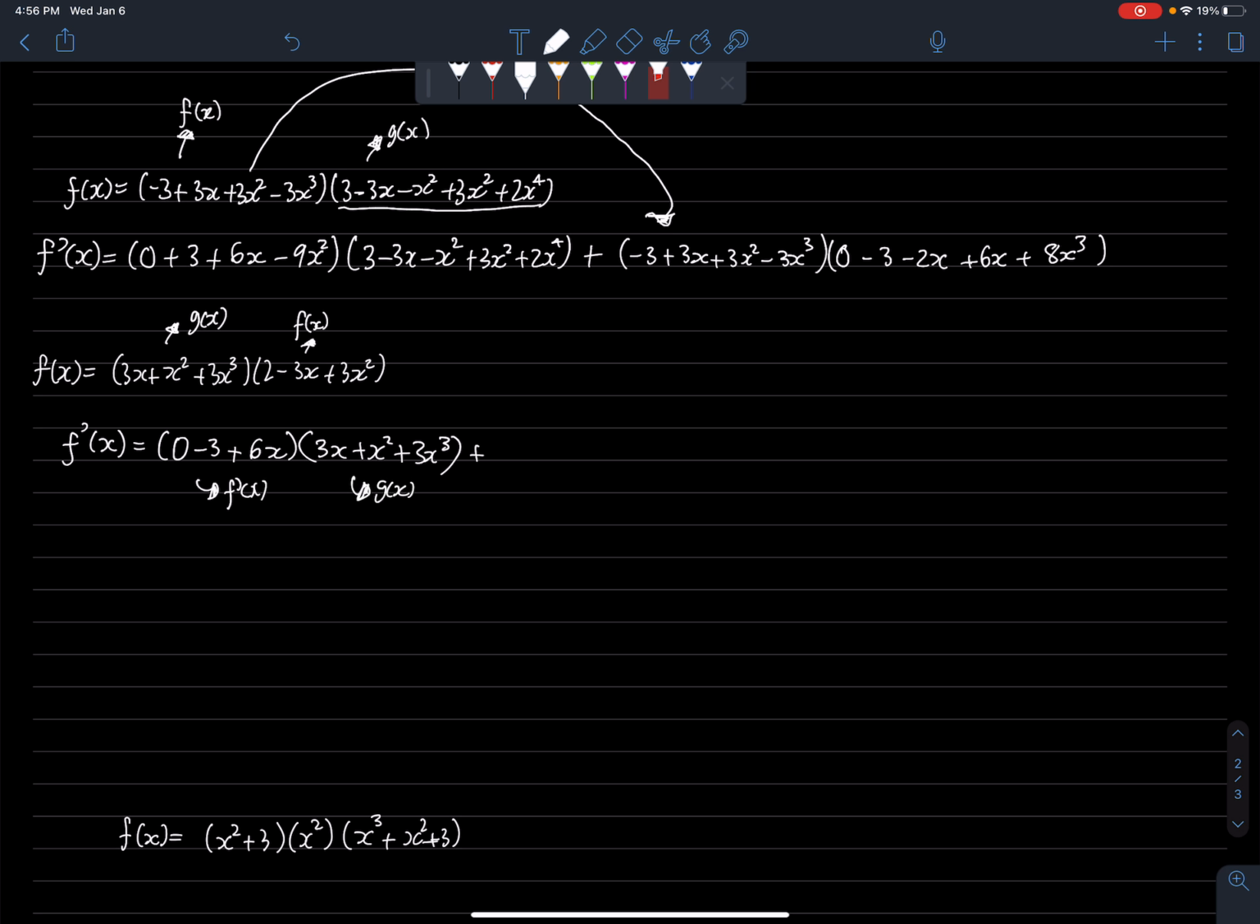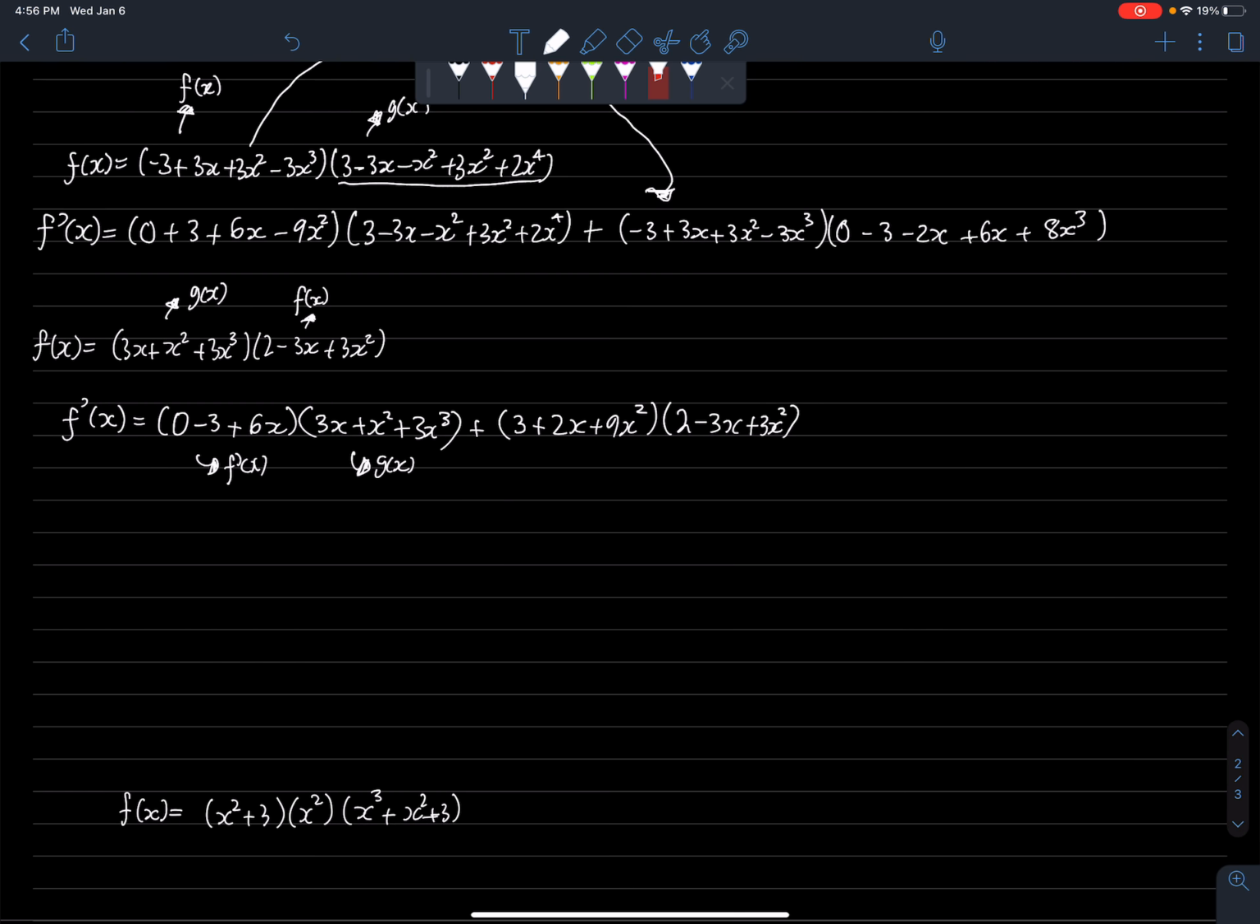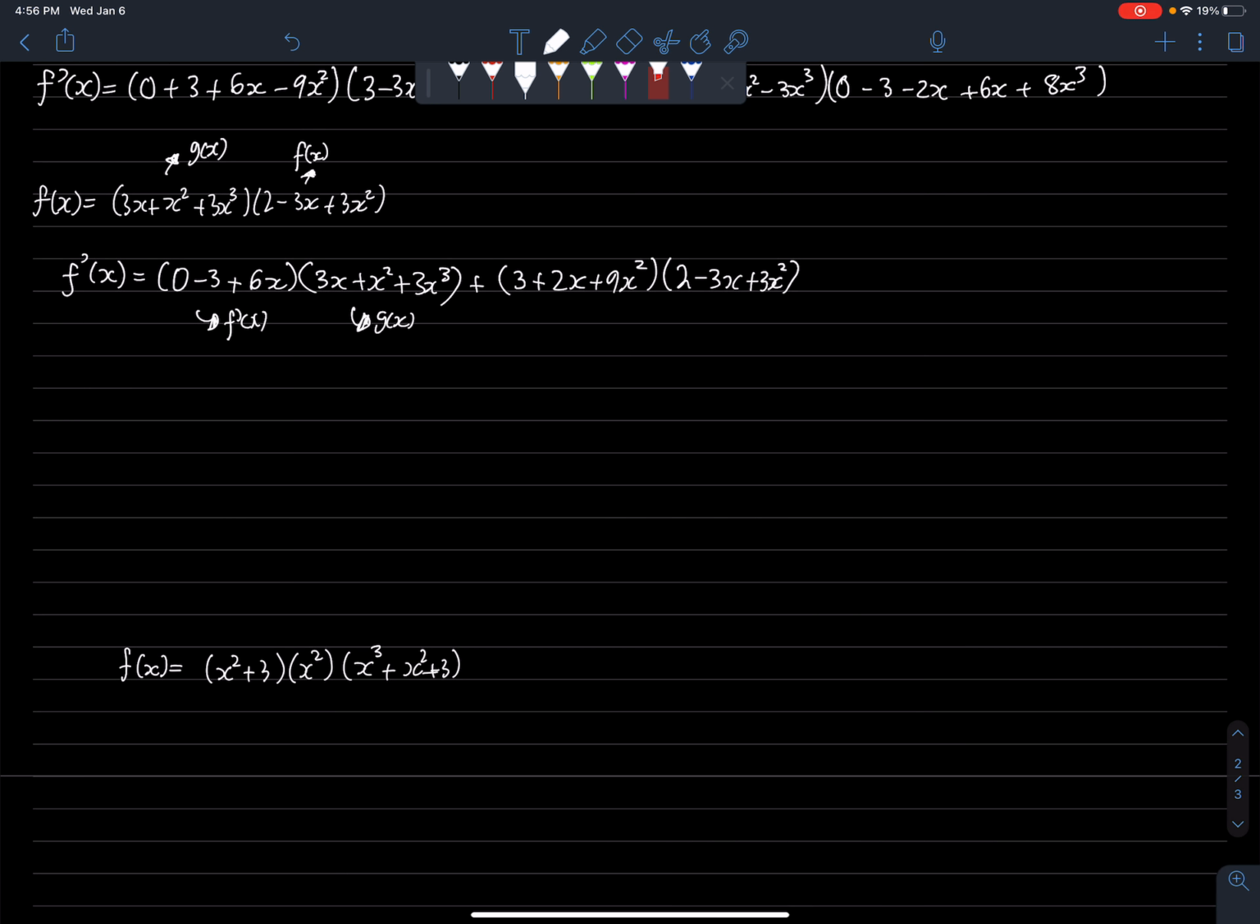Now we got to do g prime of x. So derivative of 3x is 3. Derivative of x squared is 2x. Derivative of 3x cubed is 9x squared. Multiplied by the f of x, 2 minus 3x plus 3x squared. Right, that's your derivative function. Okay. So now here, I could multiply this in, right? Okay, that'll make my job easier.